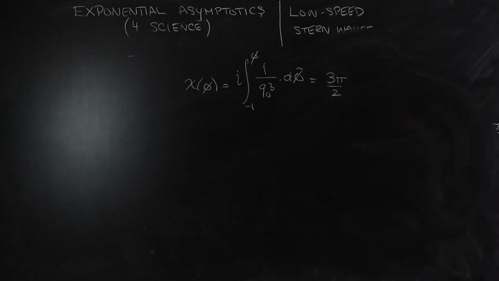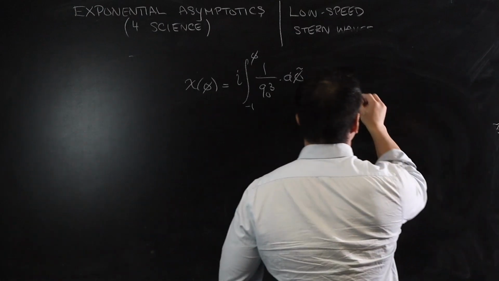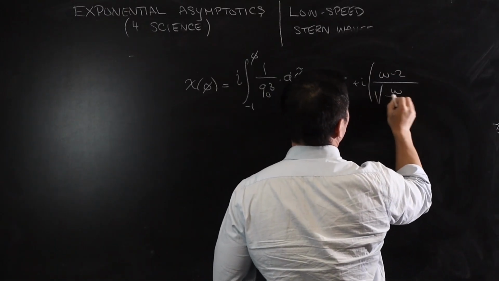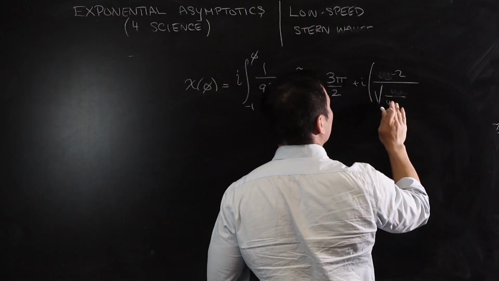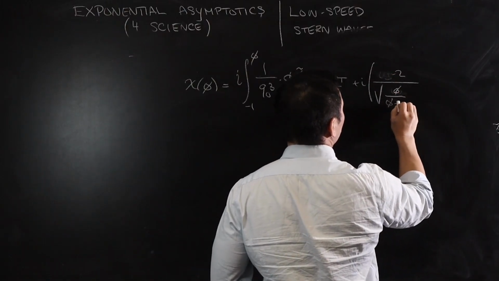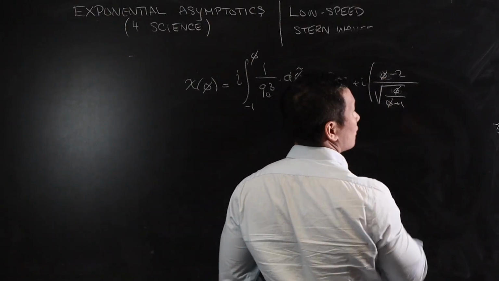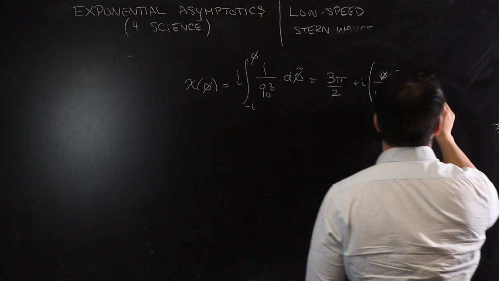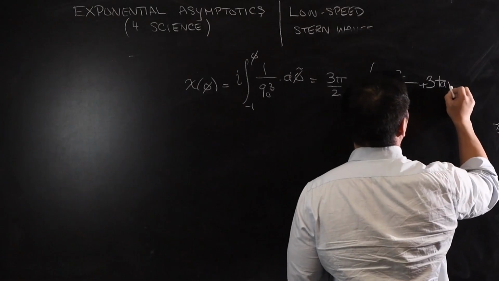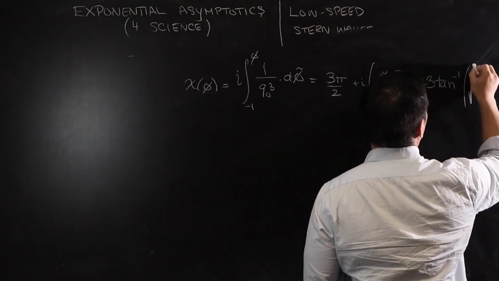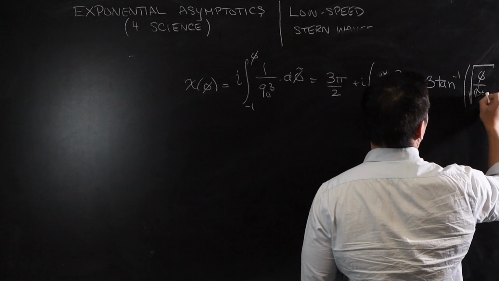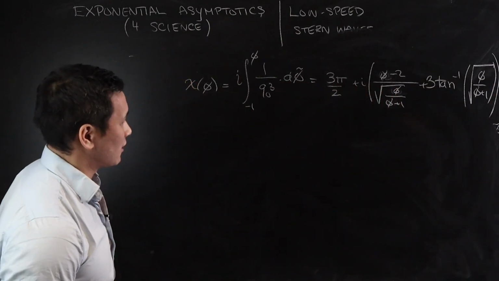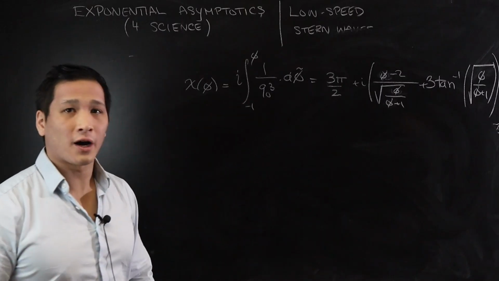3 pi over 2 plus I times w minus 2 over square root of w over w plus phi over phi plus 1. My w's are phi's. Plus 3 times tan inverse of the square root of phi over phi plus 1, and I might be off screen at this stage here. Yeah, I just managed to write it down. Okay, so there's our chi expression.